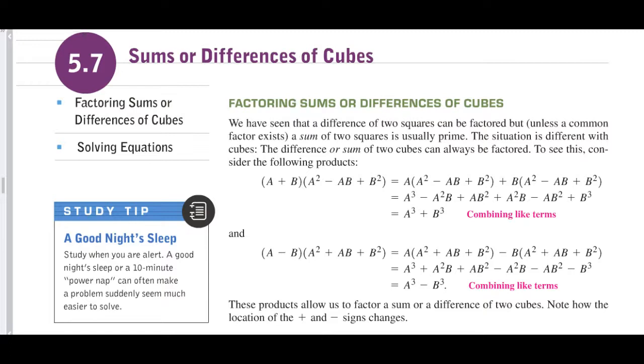Well, if you were to multiply a plus b times this, or a minus b times this, you would get all of this and then end up with a cubed plus b cubed. All of these things cancel out inside. So you have here what is called the sum of perfect cubes. And this one is the difference of perfect cubes.